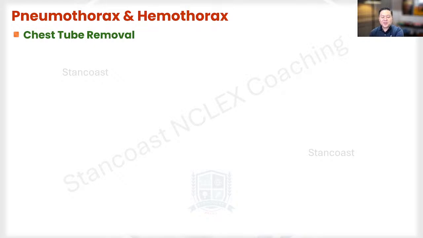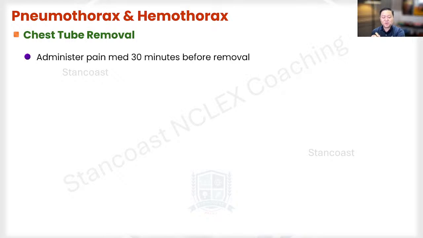Well, the procedure itself is painful. Imagine that catheter that is advanced into the pleural space. It passes through the chest wall. That is quite painful, guys. And so make sure that you're going to medicate your patient with a pain medication. Could be an IV injection, could be morphine, could be fentanyl, could be dilaudid. At least do it 30 minutes before the removal. Make sure that you coordinate with the medical provider when to do this exactly.